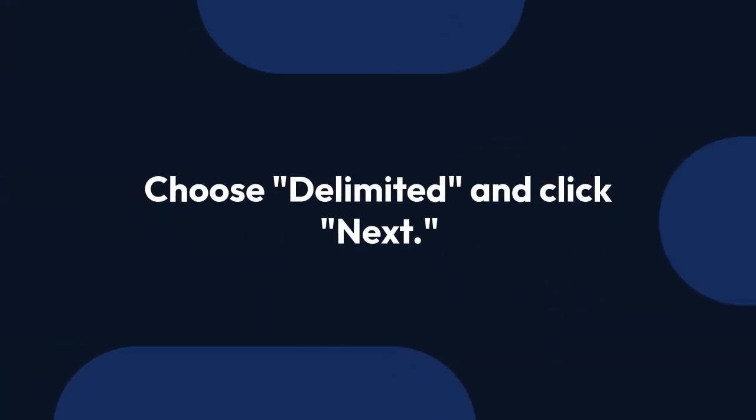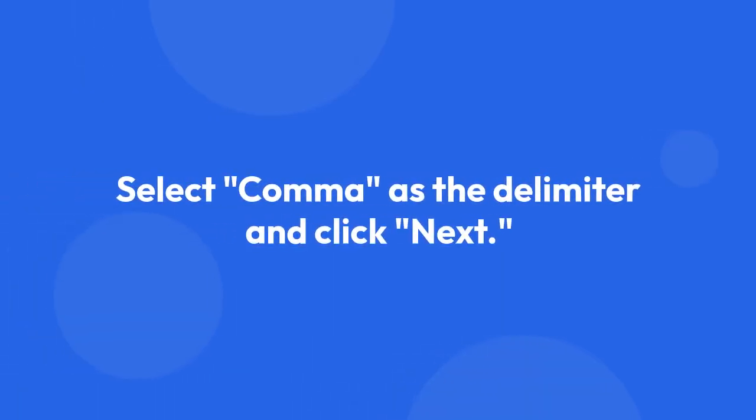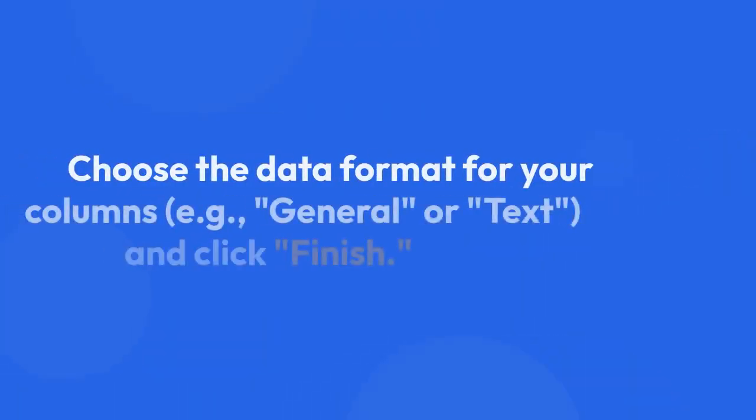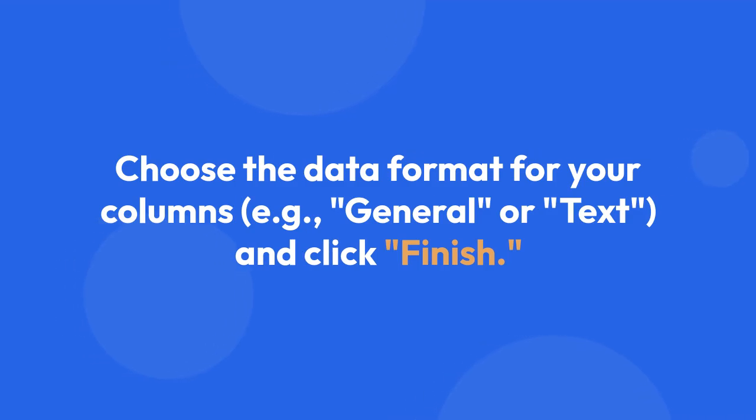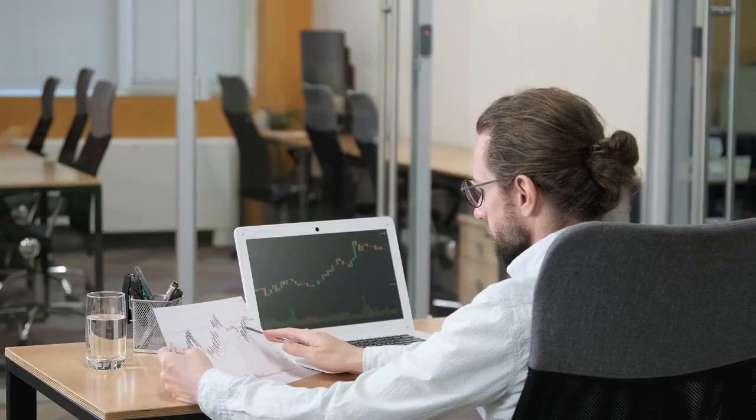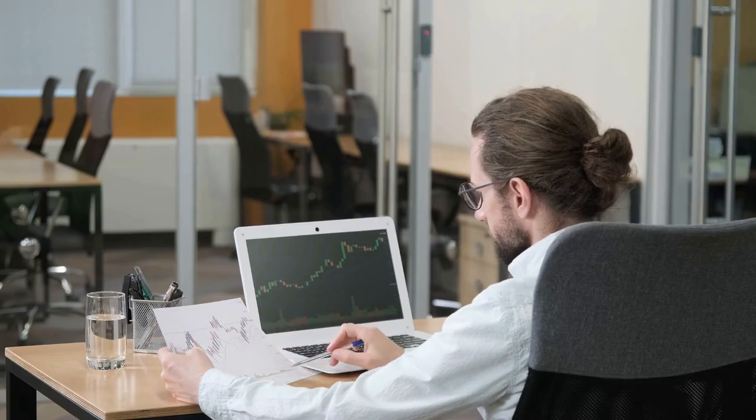Choose Delimited and click Next. Select comma as the delimiter and click Next. Choose the data format for your columns, e.g. general or text, and click Finish. Now your data is in separate columns, and the commas are gone.